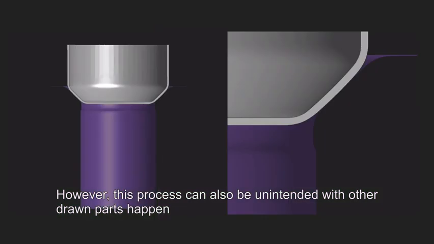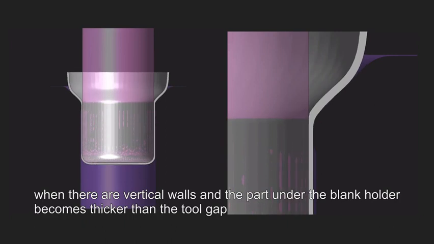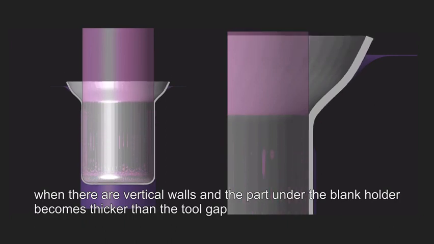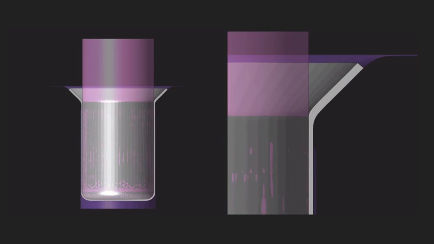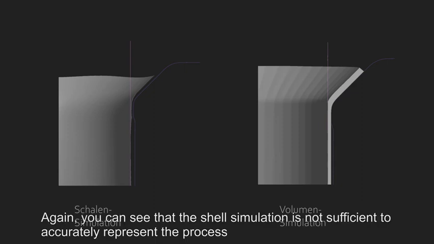However, this process can also happen unintentionally with other drawn parts when there are vertical walls and the part under the blank holder becomes thicker than the tool gap. Again, you can see that the shell simulation is not sufficient to accurately represent the process.